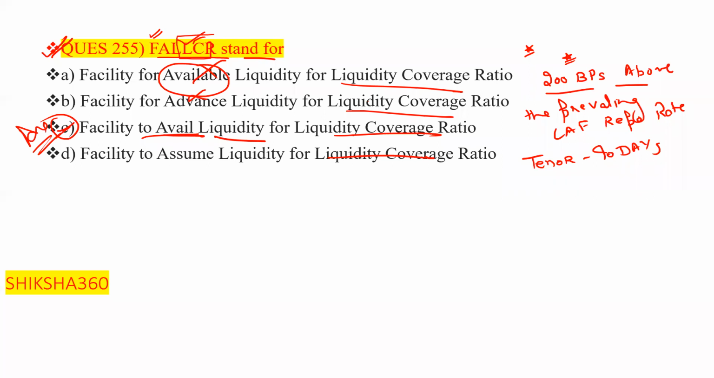Sometimes we do not have sufficient funds, so we require some extra funds. That is similar to the MSF. So that comes under the facility to avail liquidity, for liquidity coverage ratio. So option number C is the correct answer. Now move to the next question.